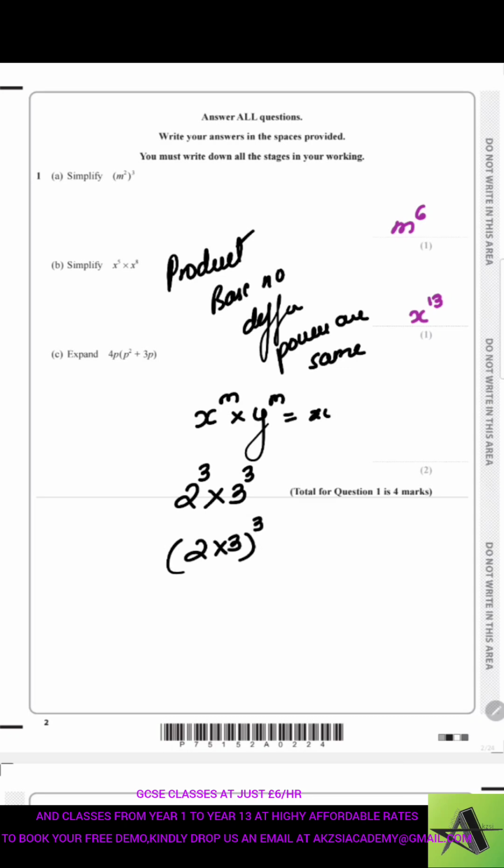This can be written as xy whole to the power of m. Multiplying base numbers whole to the power of something. So 2 into 3 is 6 whole to the power of 3, which will be 216.